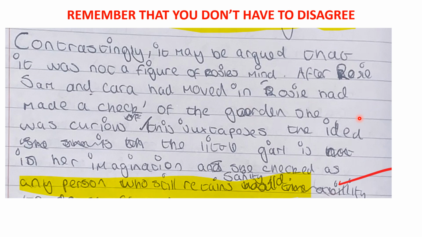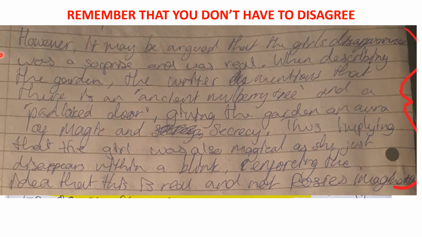For example, "Contrastingly, it may be argued that it was not a figure of Rosie's mind. After Rosie, Sam, and Cara had moved in, Rosie had made a check of the garden. She was curious. This juxtaposes the idea the little girl is in her imagination, as she checked as only a person who still retains sanity would." Again, that doesn't really make sense. It's not a strong enough argument. I mean, it says something like this. "However, it may be argued that the girl's disappearance was a surprise and was real."